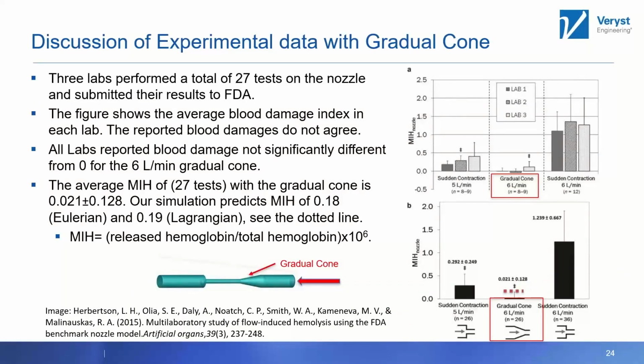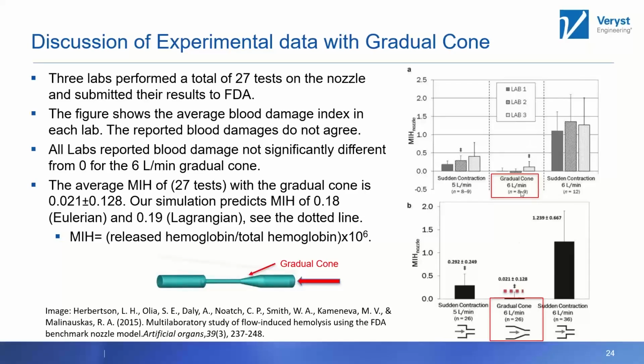Okay, now let's look at experimental data. 23 labs performed experiments on the blood nozzle, and they submitted 27 results. In this figure, each of these bars corresponds to the measurements done by one lab, and the black bar here is the average of these data.